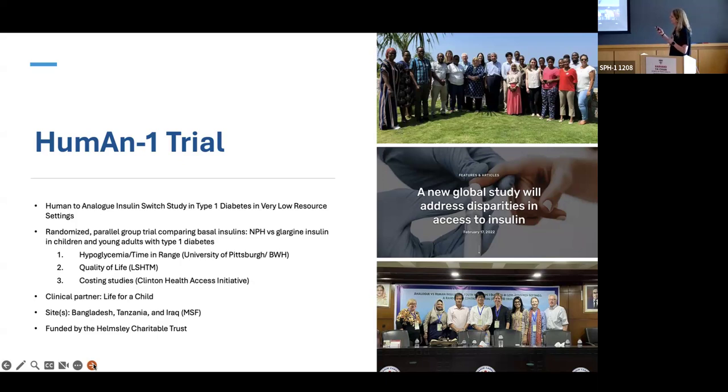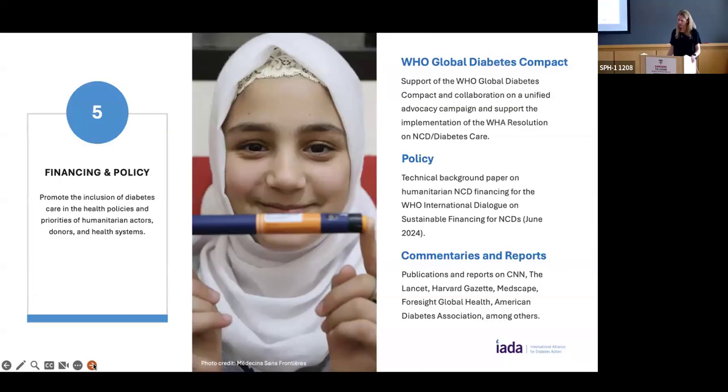So we're doing this switching study in Tanzania and Bangladesh, looking at kids between ages 7 and 24, using blinded little glucose meters, just to understand if these insulins are in fact better. We're going to push a lot harder advocacy-wise to get these insulins at lower cost. And then finally, the financing and policy working stream.